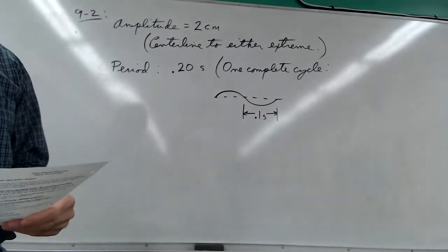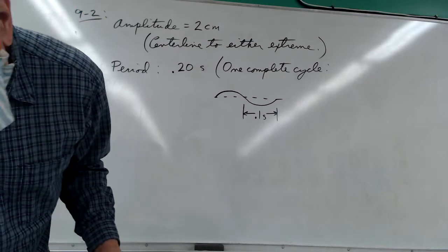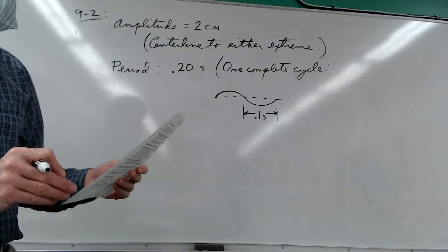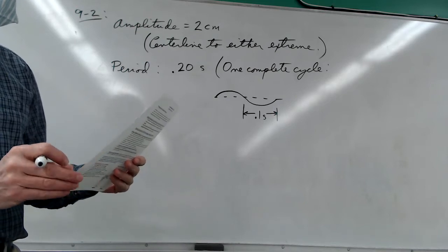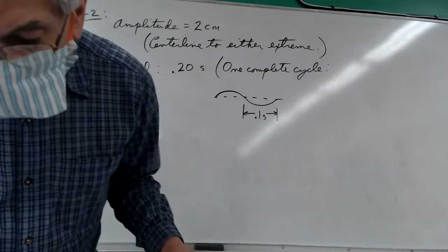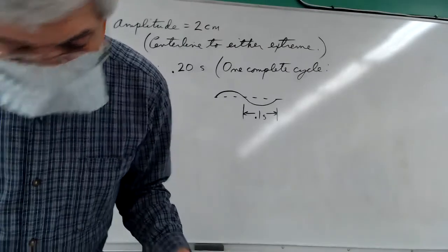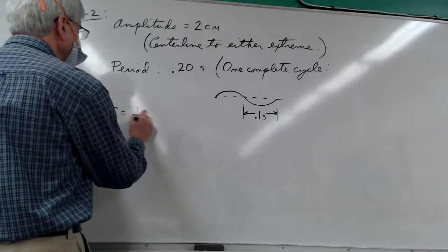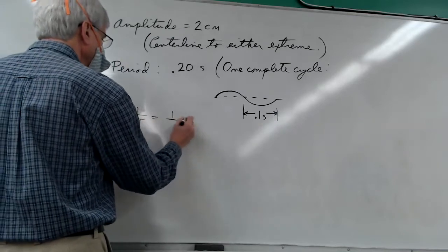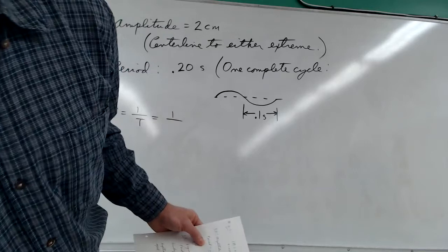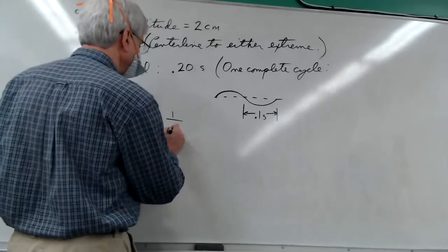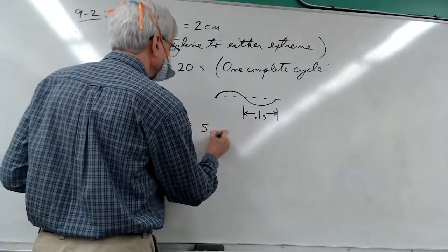And then finally, frequency. I didn't actually write the frequency down on here, did I? Well, the frequency is 1 over the period. That would be 1 over 0.2, which is 5 hertz.